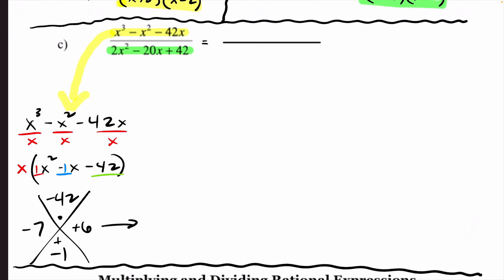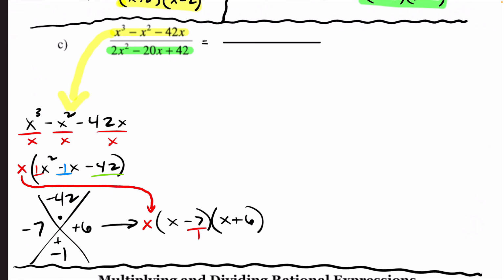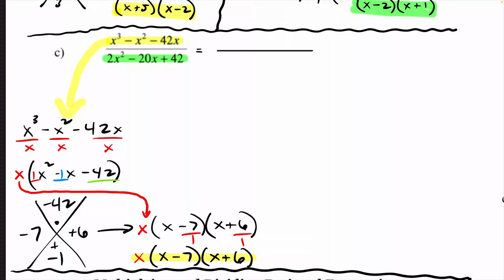Okay. So we get minus 7, x minus 7, and x plus 6. Don't forget about your GCF, though. GCF always comes along and is in the front. Divide by a. Divide by a. So you get x minus 7 and x plus 6. That's what the yellow reduces to, or simplifies to, or factors to, whatever word you want to use. So I'm going to put that on top.